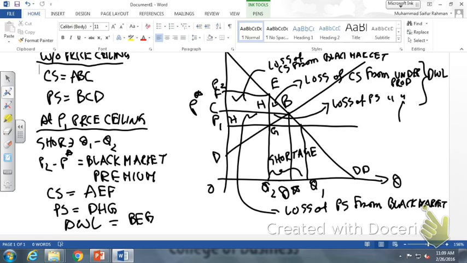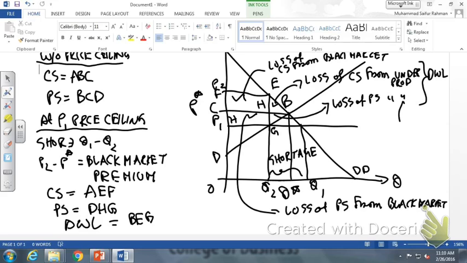Before I do that, let me just summarize everything. What we just looked at is a case of a price ceiling set below the market equilibrium price. As a result, there is underproduction and there are black market activities. As a result of black market activities, our producers and consumers both lose. As a result of underproduction, our society loses, which is called deadweight loss. And that concludes the story.